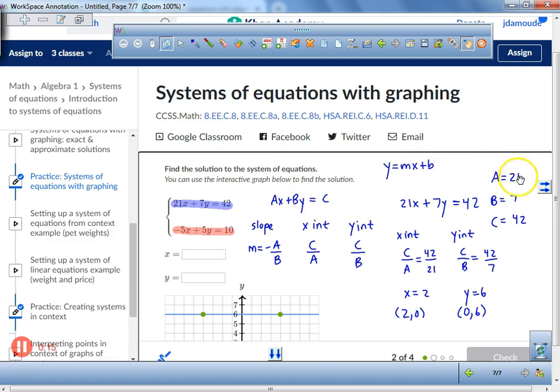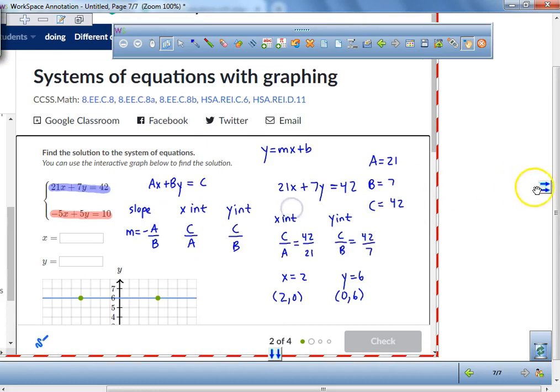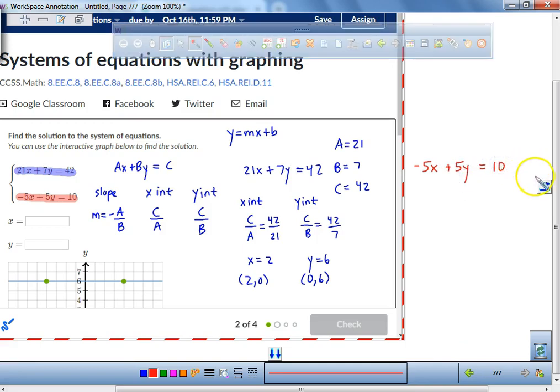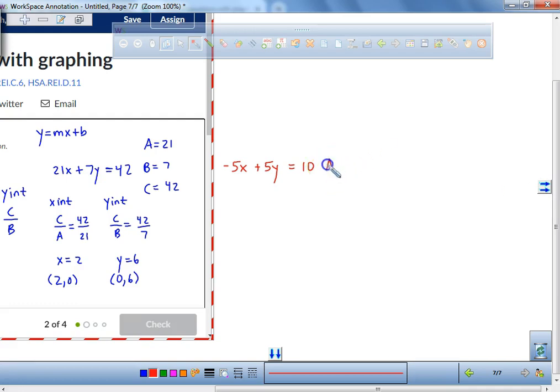What we're going to do now is look at the red function. I'm going to rewrite it right over here nice and neat: negative 5x plus 5y equals 10. Now I need you guys to help identify the a value, the b value, and the c value. That's going to be important in standard form. Remember, ax plus by equals c.